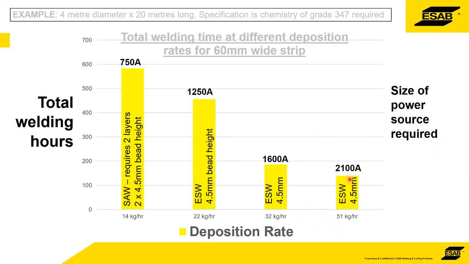2 things I want to mention. Again, the size of the power sources required. As you get faster, the number of hours reduce, but the number of amps increases. And again, the bead height with a single layer, we're talking 4.5 millimeters. So on the submerged arc, you need 2. So that's a massive increase in weight, apart from anything else, and cost of the strip, and cost of the flux, and cost of the welding time.